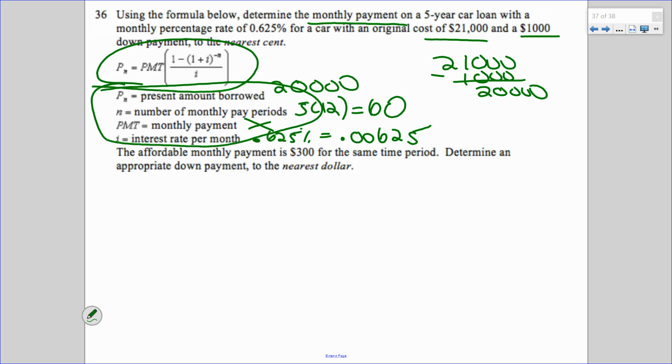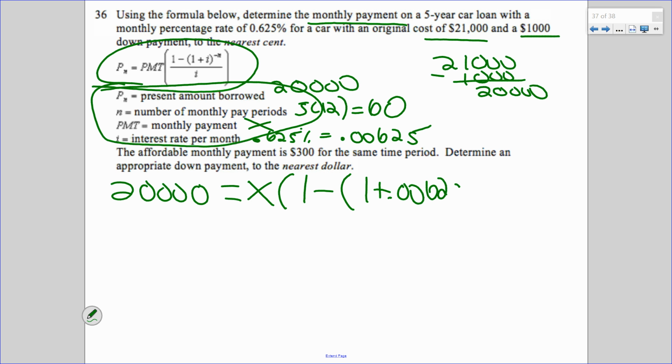The affordable monthly payment is $300 for the same time period. Oh, I'm not up to that yet. It's asking for the monthly payment. It's the nearest step. So P of M is the amount borrowed. That's $20,000, equals PMT, that's your X, times parentheses 1 minus parentheses 1 plus 0.00625 to the power of negative n, which is 60, over I, which is 0.00625.